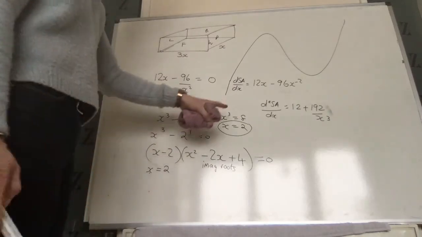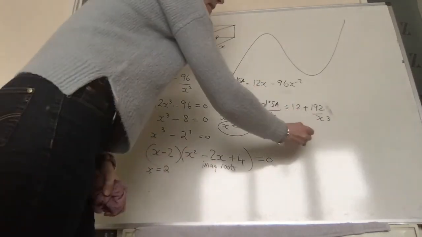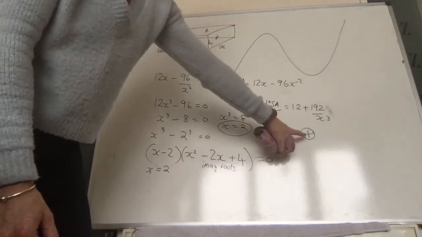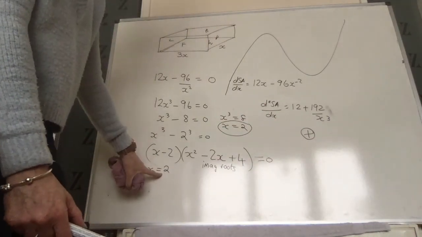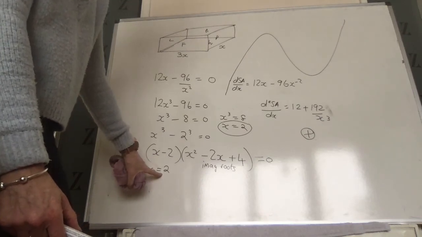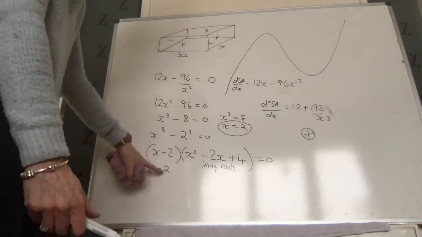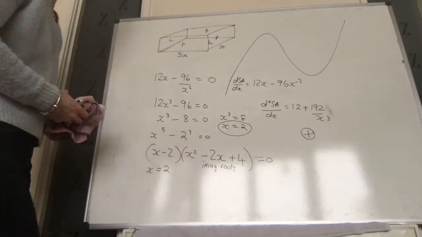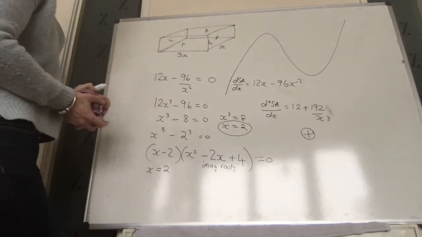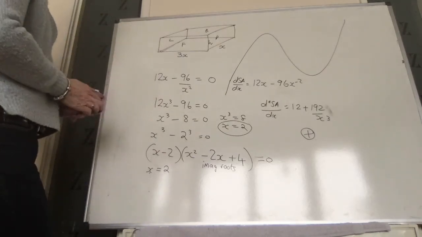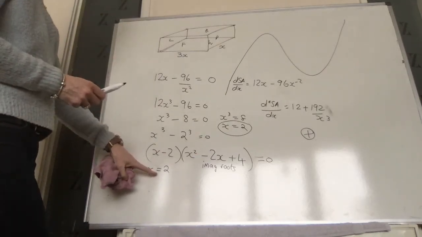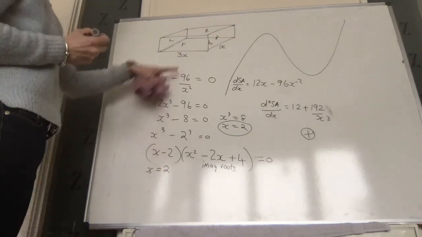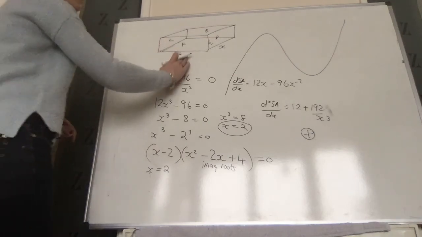Okay, and when we put our value of plus 2 in here, we get a plus answer. Remember the plus 2 from here? So we know that that value gives us a minimum. Now obviously it's the only value, so you kind of know it's the minimum, but again, technically it's good maths to show that it is the minimum by showing that d2SA by dx squared is positive. So that is the value of x that makes the surface area minimum, and I think they actually asked you to find the minimum surface area, so you now need to go back and put x equal to 2 in here.